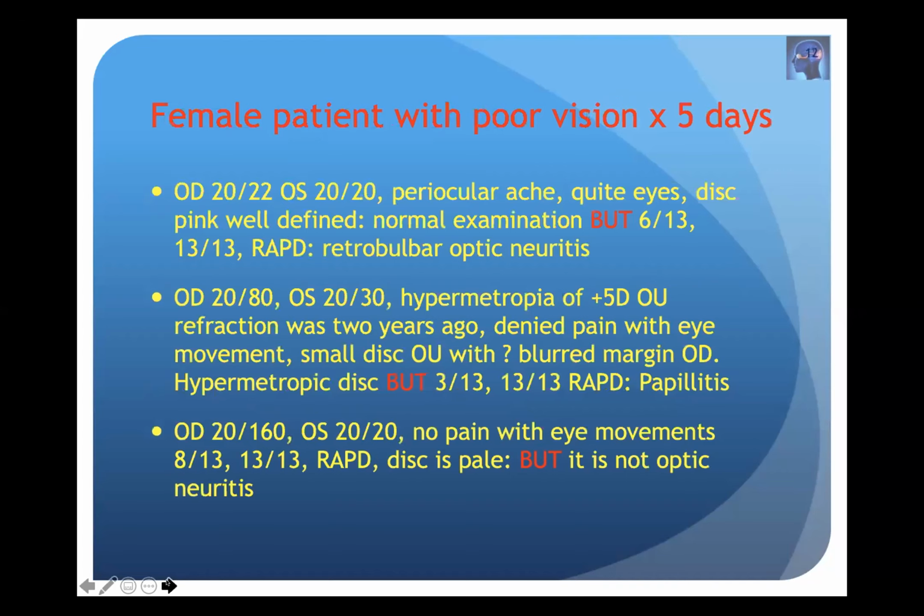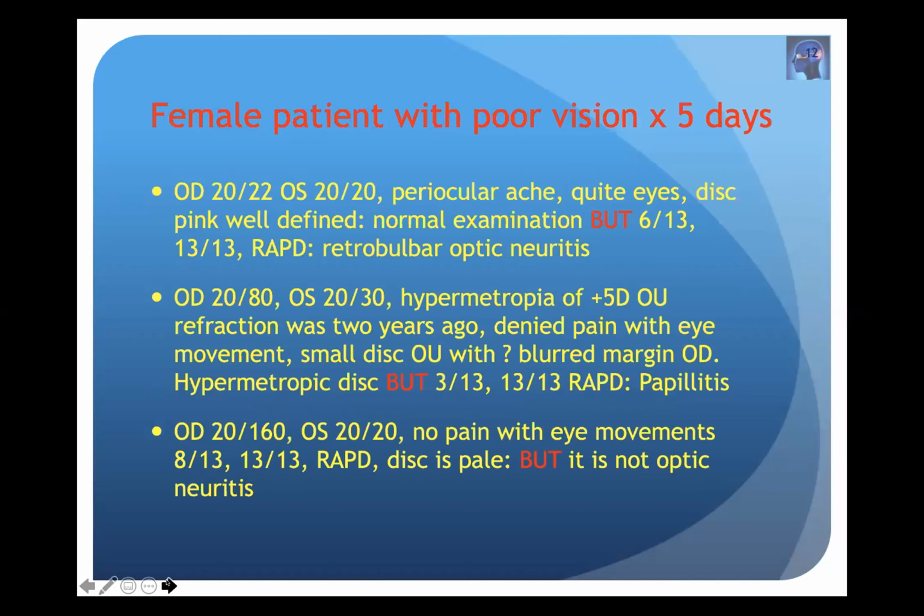How to exploit the combination of vision, color vision, and RAPD to diagnose optic neuritis? I will give you 3 clinical scenarios. For the sake of ease of description, I have kept the duration of symptoms to 5 days and the laterality to the right eye.